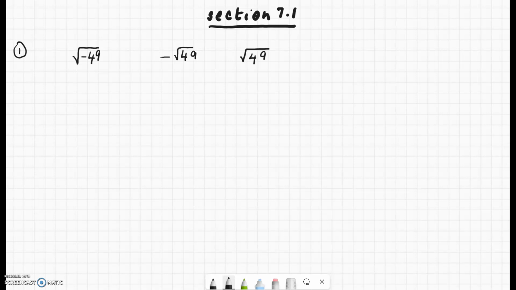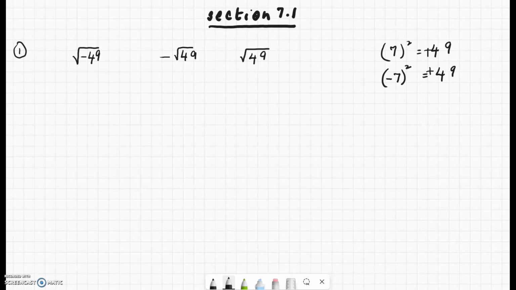Now let's look at this first example. If I take a 7 and I square it, I get 49. If I take a -7 and I square it, I also get the same number, 49. So whether you square a +7 or a -7, your answer is always going to be a positive 49.